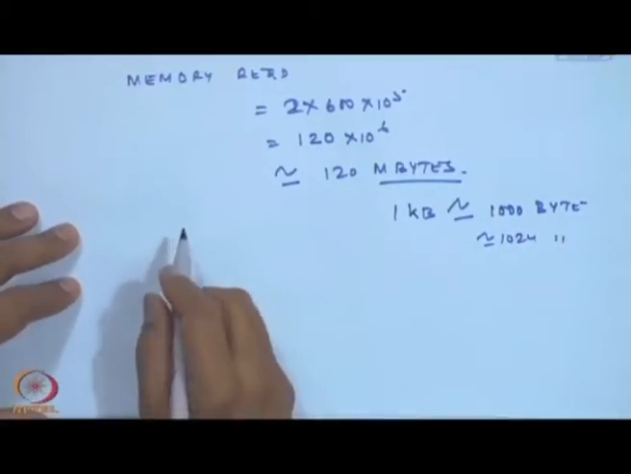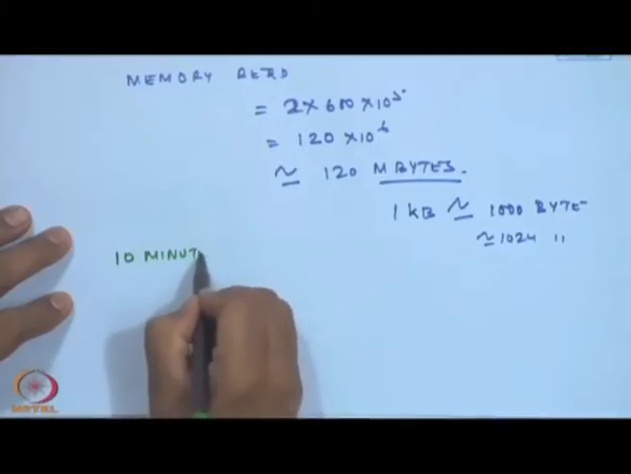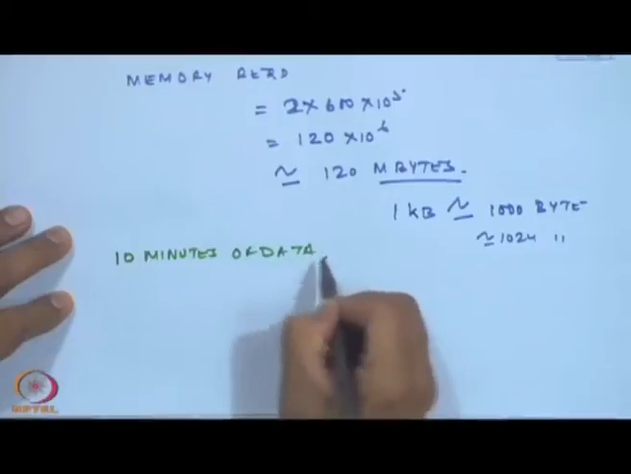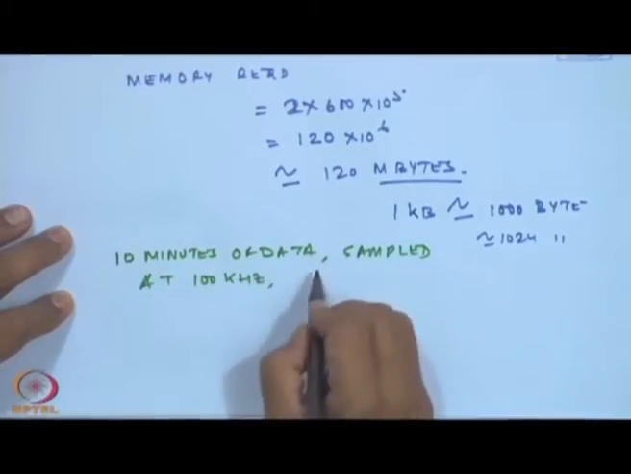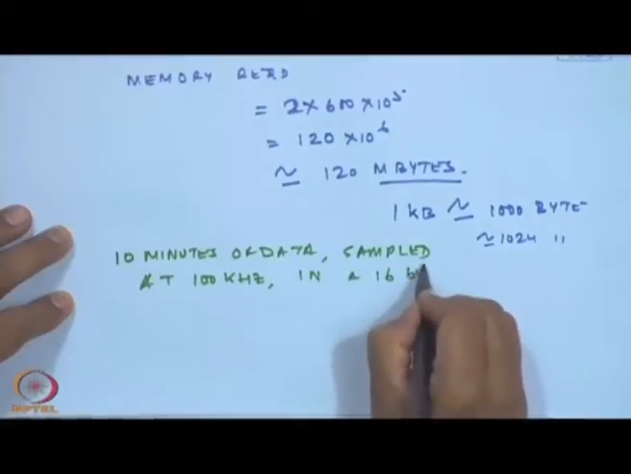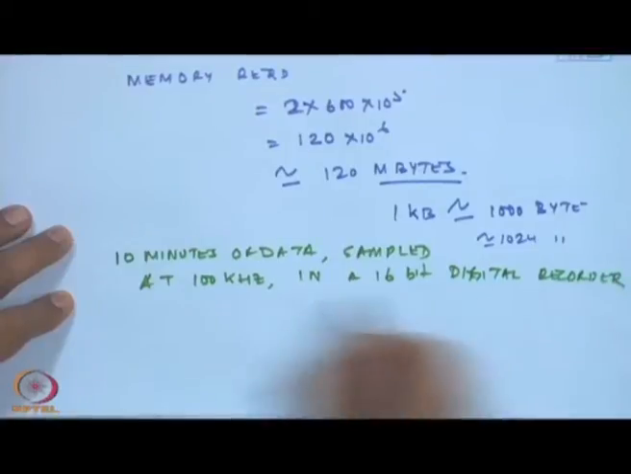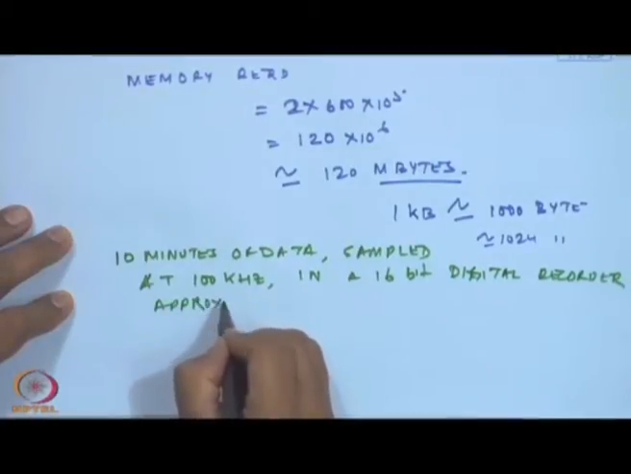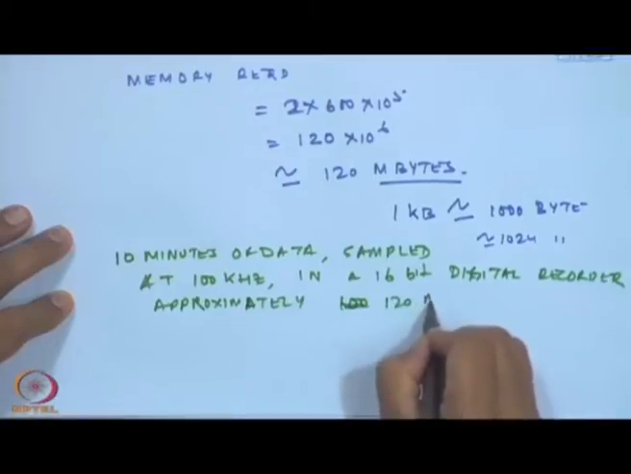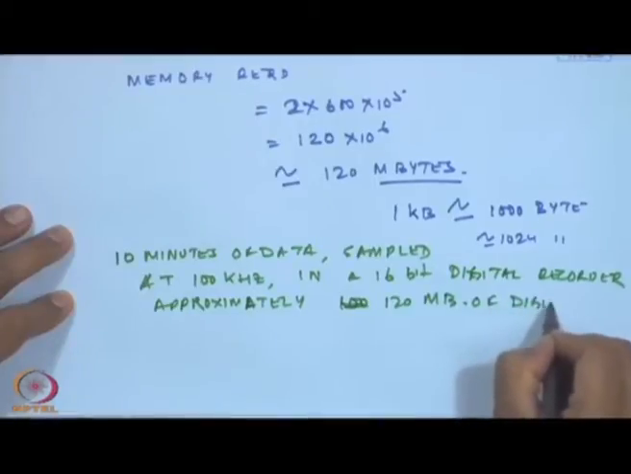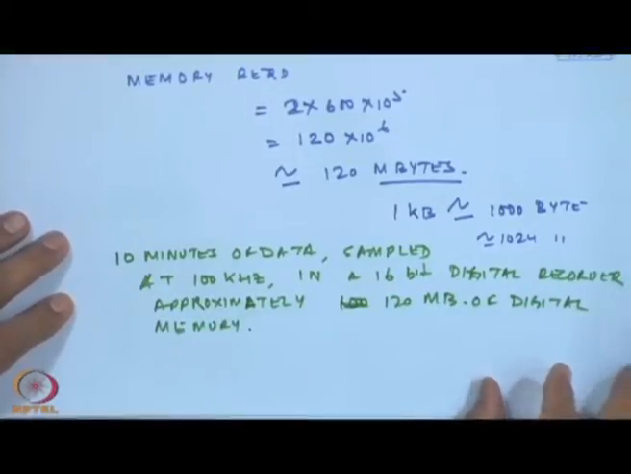Okay. So, to summarize, to store 10 minutes of data sampled at 100 kilohertz in a 16-bit digital recorder would require approximately 120 megabytes of digital memory. Okay.